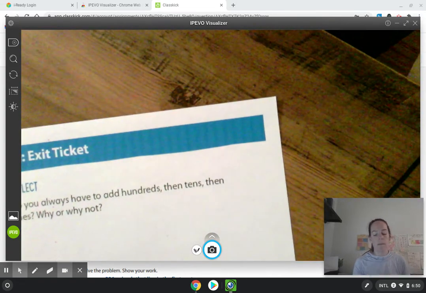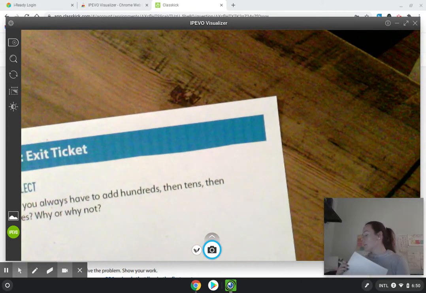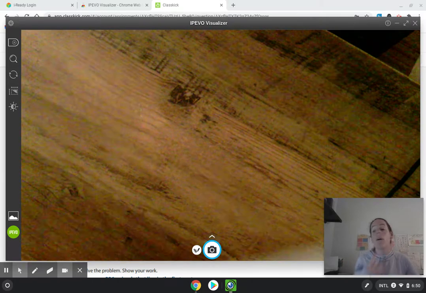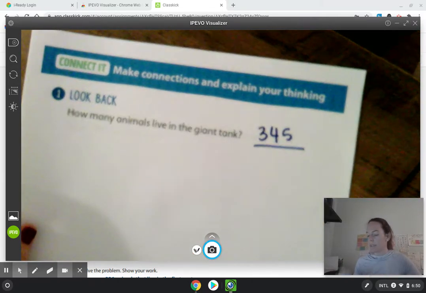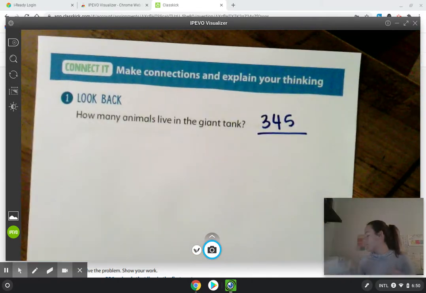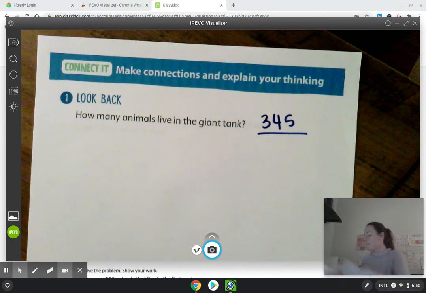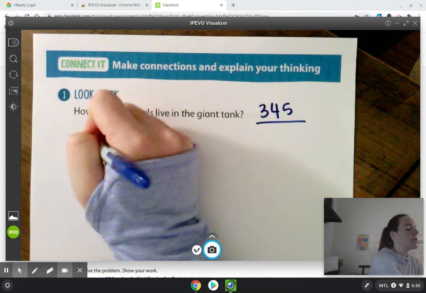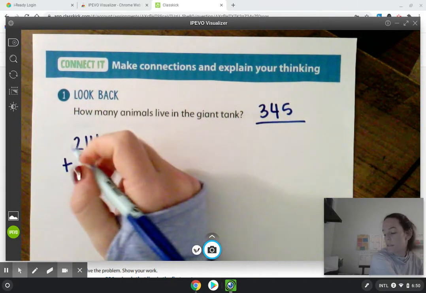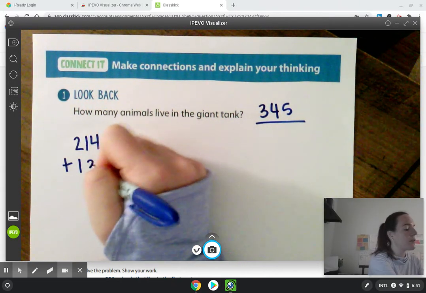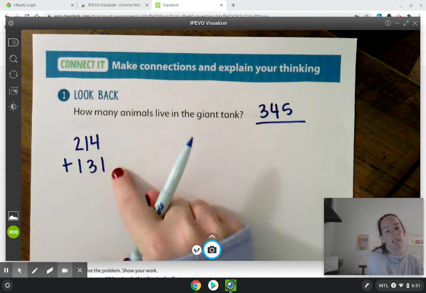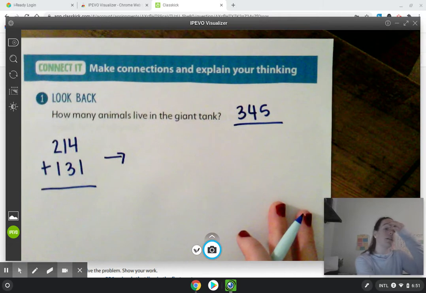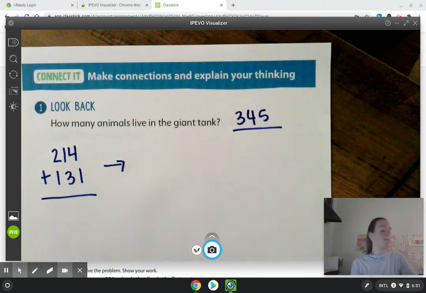Okay. One more strategy we're going to be working on a lot is using expanded form. Going back to our original problem, this one had different numbers that we were adding here. 214 plus 131, right? 214 fish in the tank, 131 other animals. Another strategy we're going to be working on is stretching this out in expanded form. So let's go ahead and do that.